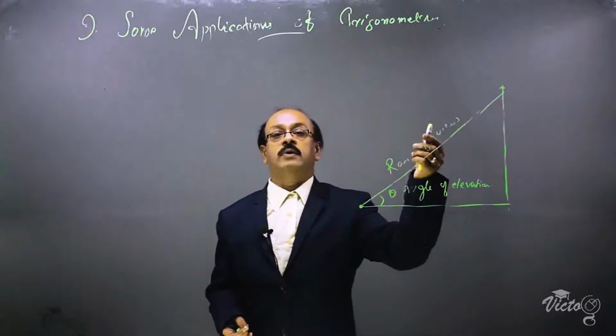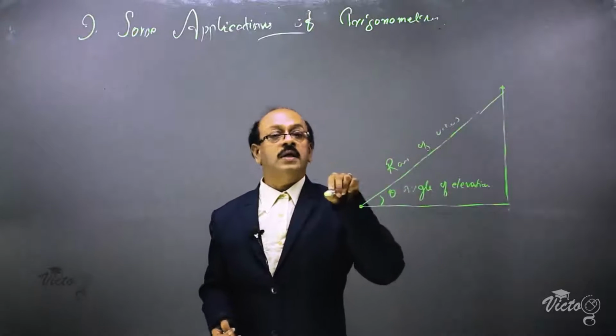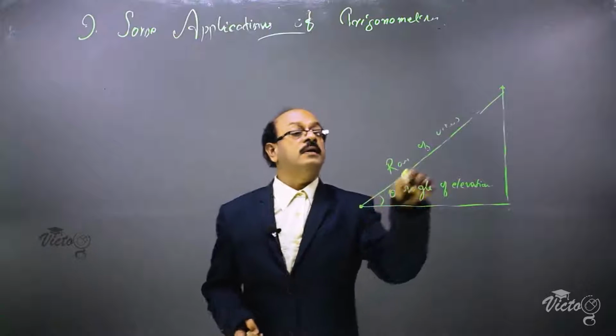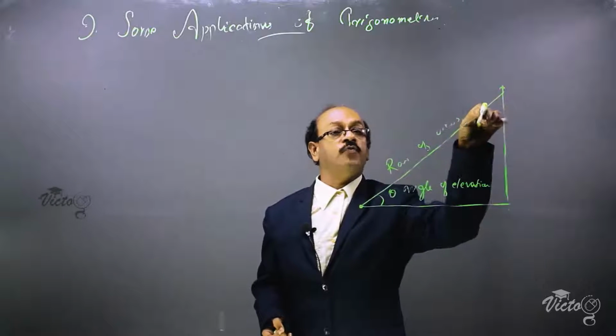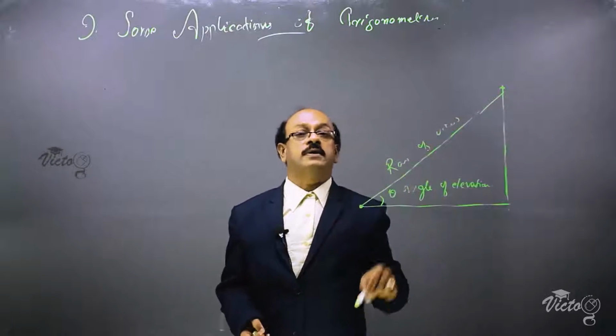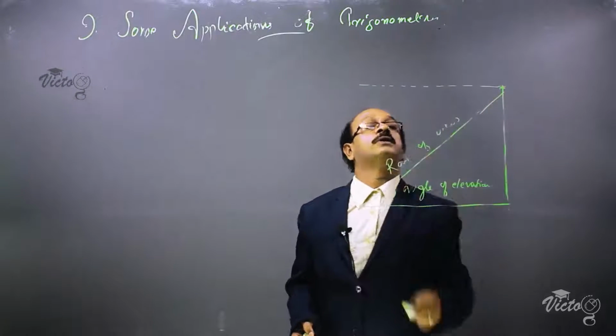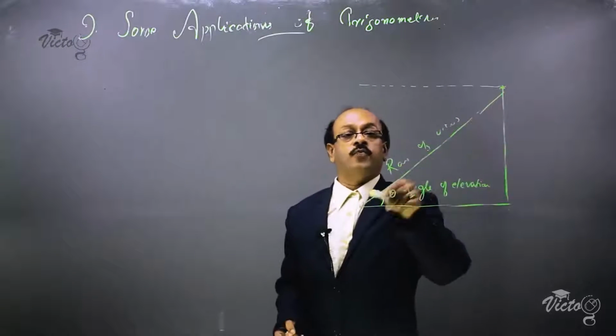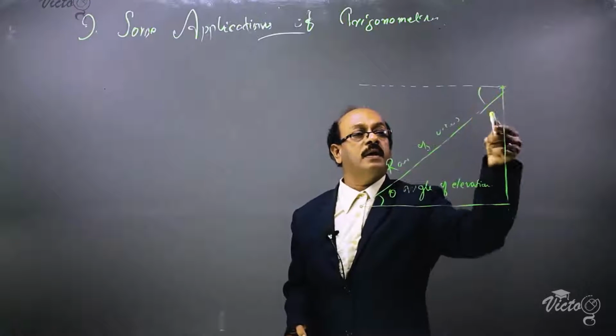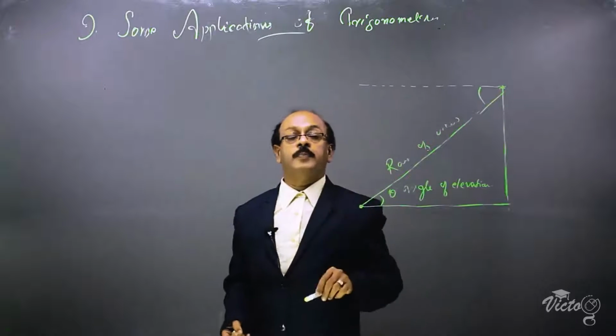At the same time, if a person is standing at the top of a building or at the top of a tower and wants to see the objects on the ground, his line of view should be downwards. This is the horizontal and this is the line of view. Then the angle formed here is called the angle of depression.